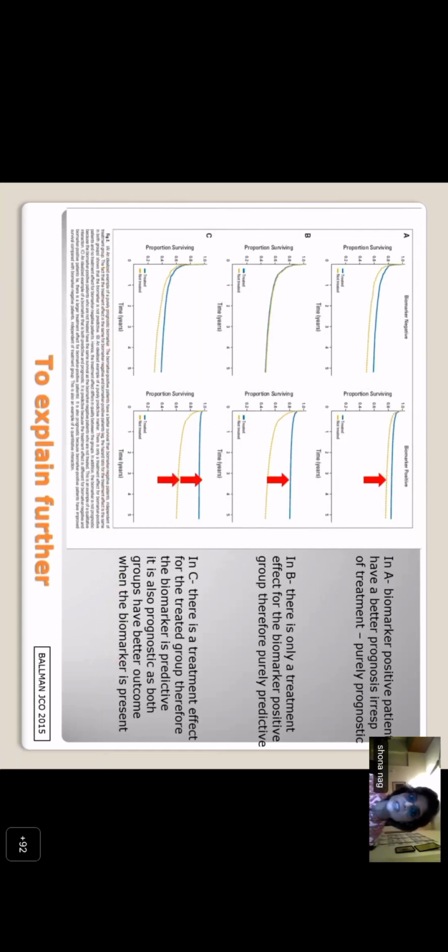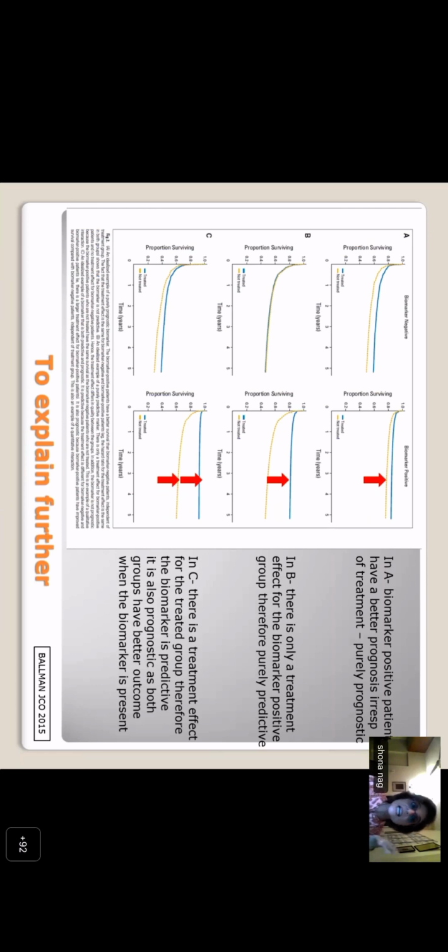And for those who want to go into the depths of biomarkers, this is an excellent article in JCO published in 2015. So in the cartoon, you can see A, B, and C. In A, the blue basically stands for the treated group, and the yellow dotted line is for the non-treated group. On your left-hand side, you have biomarker negative. On the right-hand side, you have biomarker positive.